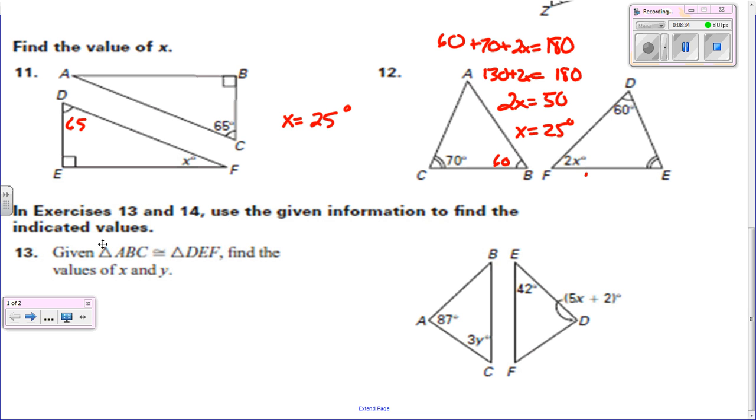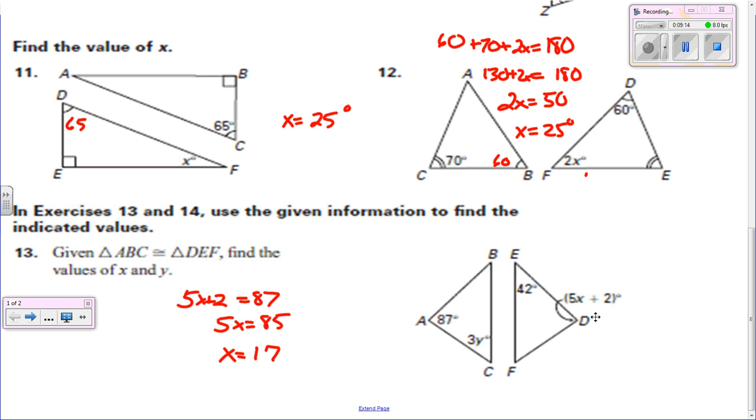Okay, number 13. Given that triangle ABC is congruent to triangle DEF, find the values of x and y. So, A is the same as D, which means that we can plug this in. 5x plus 2 equals 87. Subtract the 2 over, you get 5x equals 85. Divide by 5, you get x goes, well, 5 goes into 85 17 times. So x equals 17.